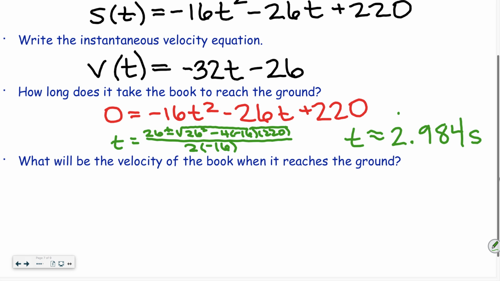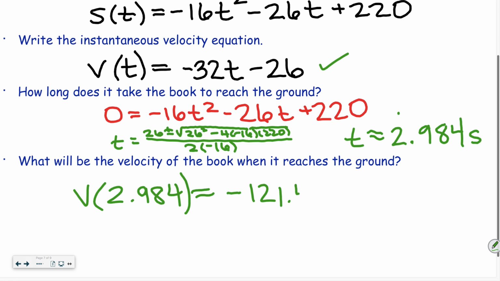Hey, Chris, do we know when it reaches the ground? Yeah, we just found it, right? With the answer that we just found, we can plug that into the velocity equation up here. Since our book is falling, when it hits the ground, we should have a negative velocity because it's been falling. And our label would be feet per second. We're traveling a number of feet for so many seconds.